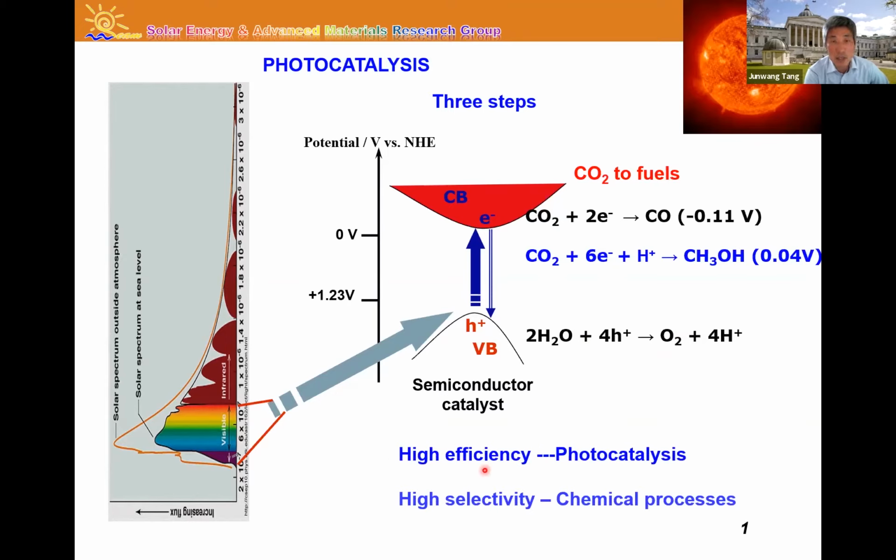One is efficiency. We need high efficiency, so we need a good photocatalyst, and we also need to control the selectivity. For CO2 reduction, we can reduce CO2 to CO, or maybe methanol or ethanol, whichever we prefer, and that is related to selectivity. So we have to work on both high efficiency and high selectivity.